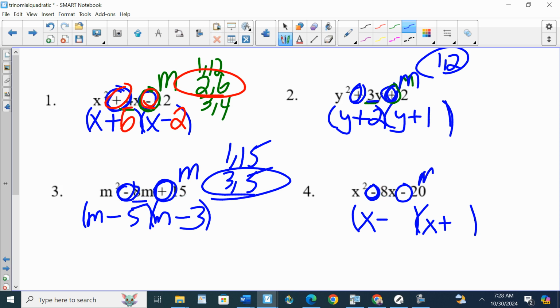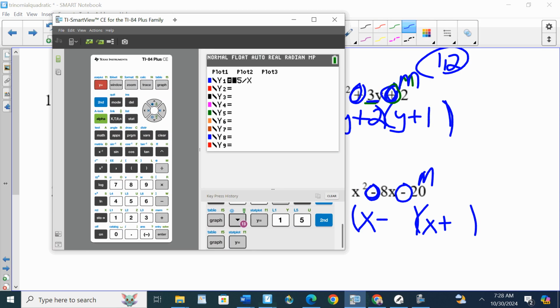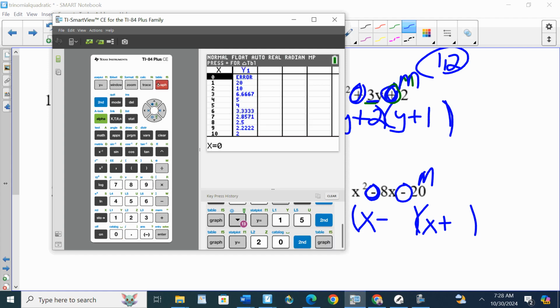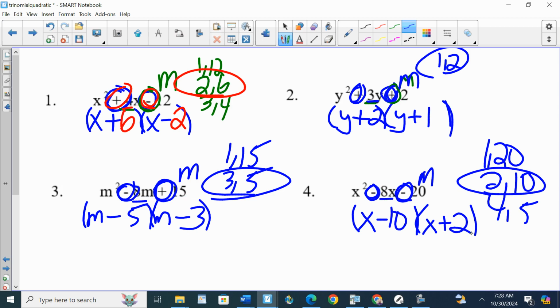I'm looking for two numbers that multiply to 20. I can use my calculator trick if needed. 20 divided by x. Go to my table. I see 1 and 20, 2 and 10, 4 and 5. Which of those pairs subtracts to 8? 2 and 10. Bigger number goes first. That's how you factor a trinomial.